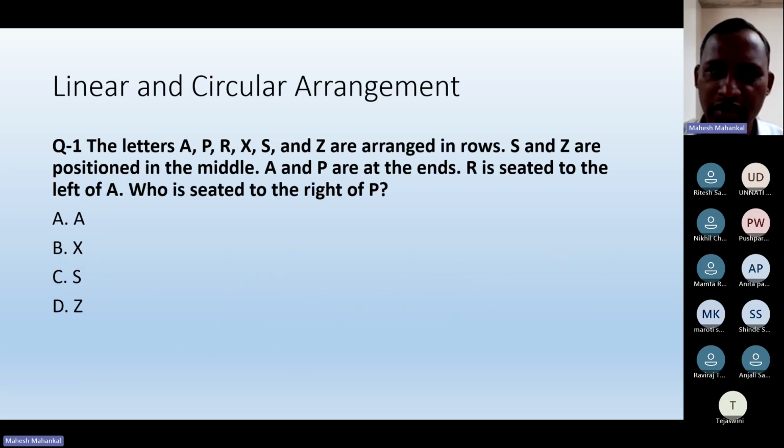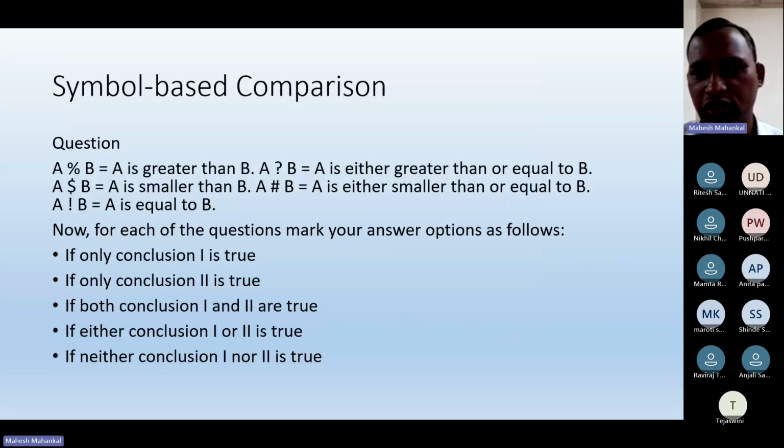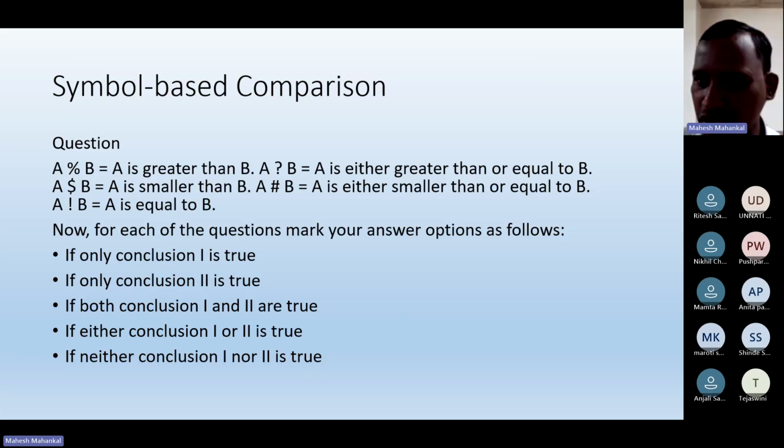Okay, this is purely about your logic, how you are going to use it. First of all, whatever instructions they have given to you, according to the instructions you have to convert. The percentage symbol means greater than. Okay, the question mark symbol is equals means greater than equals to. You have to write on a plain paper, then go to the questions. Then whatever may be asked, you have to convert that.